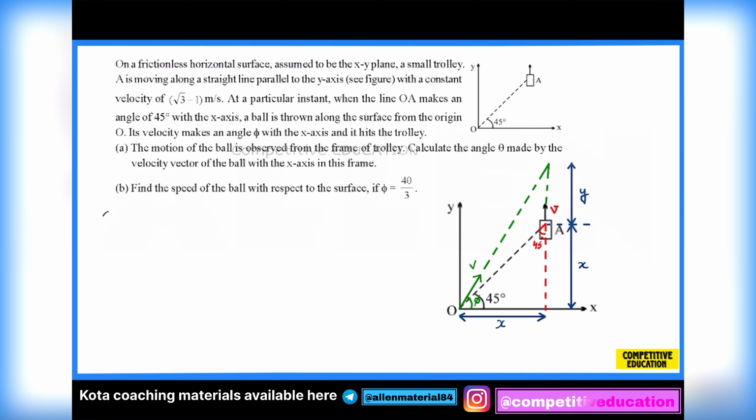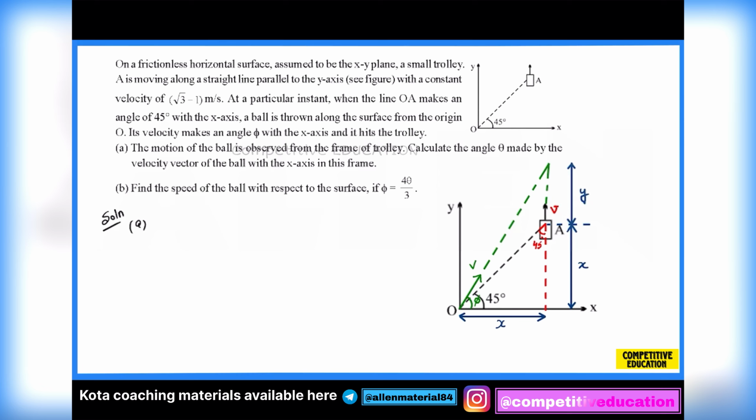So let's see the solution to this problem. It is a good problem. So part A. I have drawn a figure over here. In this figure, the green line is showing the path of the ball. This is the velocity vector. It is making an angle phi with the x-axis like this, and it is going to hit the trolley over here.